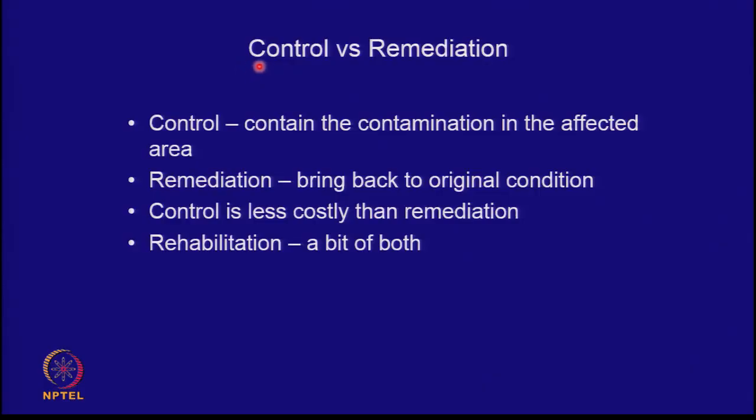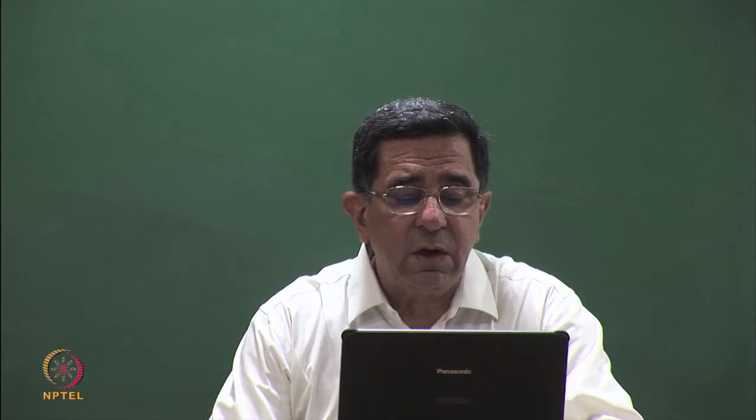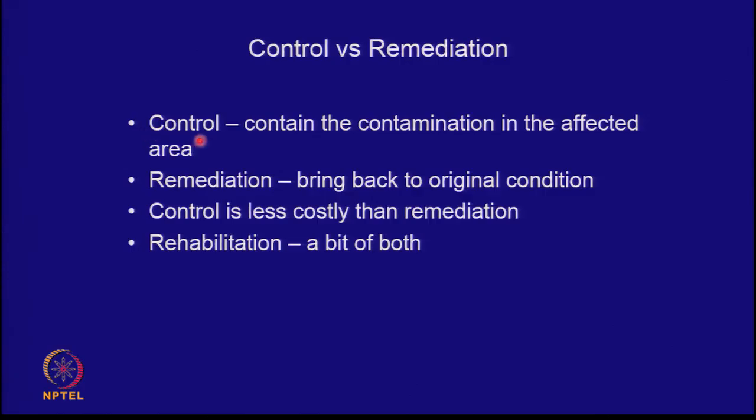So we just quickly recall that there are 2 words we are using: control and remediation. Control is containing the contamination, means we stop the further spreading of the contamination. At a site, when you reach, there would be a source of contamination and there is uncontrolled release. So we undertake control measures to prevent further spread of contamination in the affected area. Remediation, of course, is that we bring back that site to its original condition, that is before the source of contamination was placed on that site.